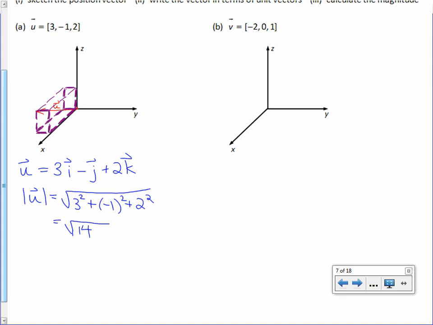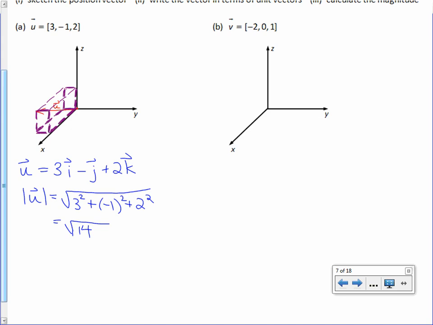Okay. Vector v is negative 2, 0, 1. Okay, a 0 has shown up. What did we say a 0 indicates? The vector is going to lie on a plane. You know, there's snakes on a plane, there's a vector on a plane. So when we draw this, we're not going to be able to draw a box, we're just going to draw a parallelogram or rectangle. Okay, so let's see what we got here.